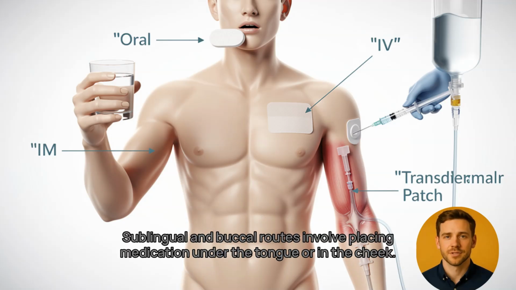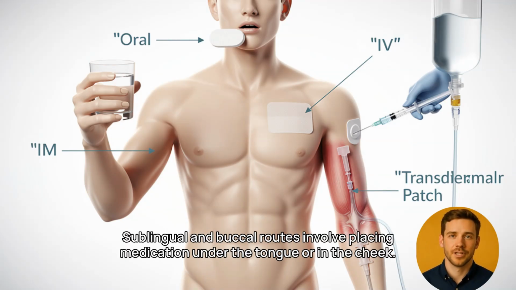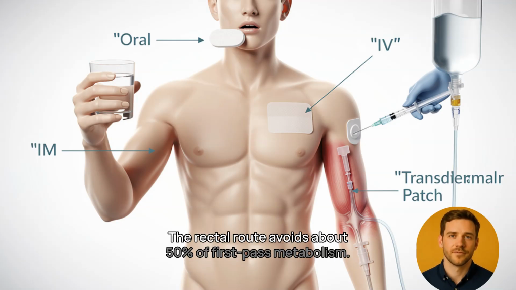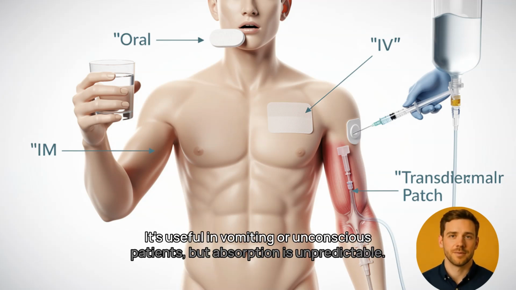Sublingual and buccal routes involve placing medication under the tongue or in the cheek. This provides very rapid absorption and bypasses first-pass metabolism. The rectal route avoids about 50% of first-pass metabolism. It's useful in vomiting or unconscious patients, but absorption is unpredictable.